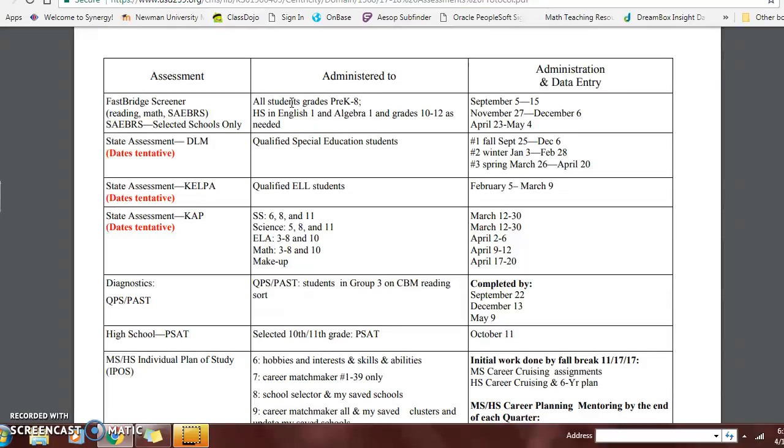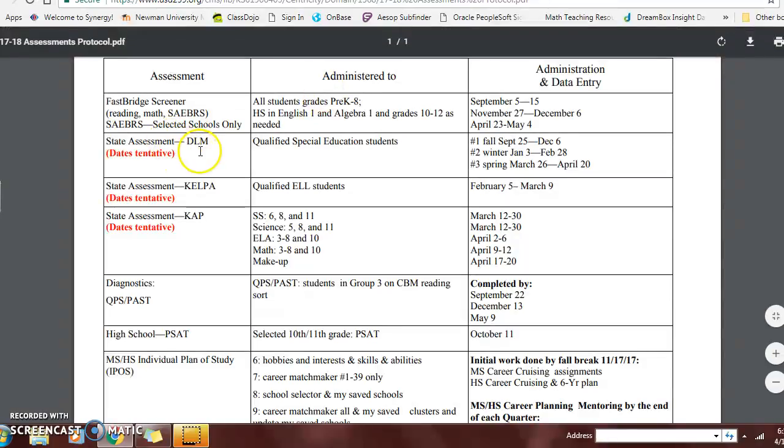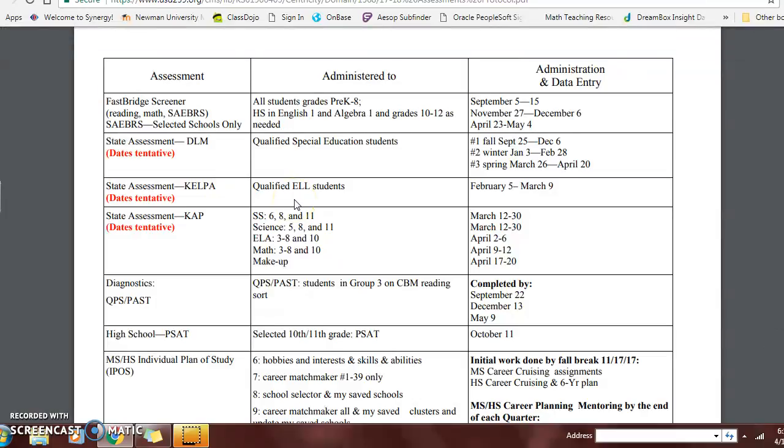The next one we do is the KELPA for some of our ELL students. I do have some of those in my classroom, and they got pulled for about 2 weeks, ongoing, but only for a short amount of time. They have to do speaking, listening, and then of course reading and writing and that type of thing.